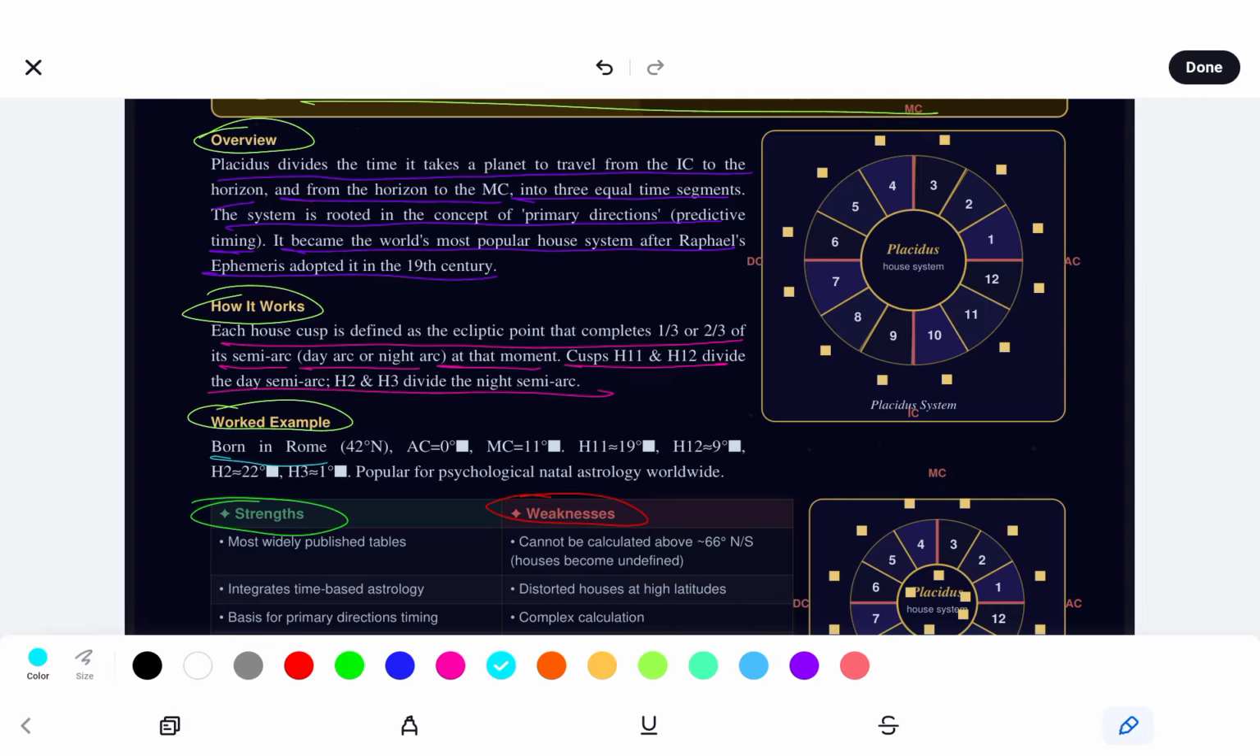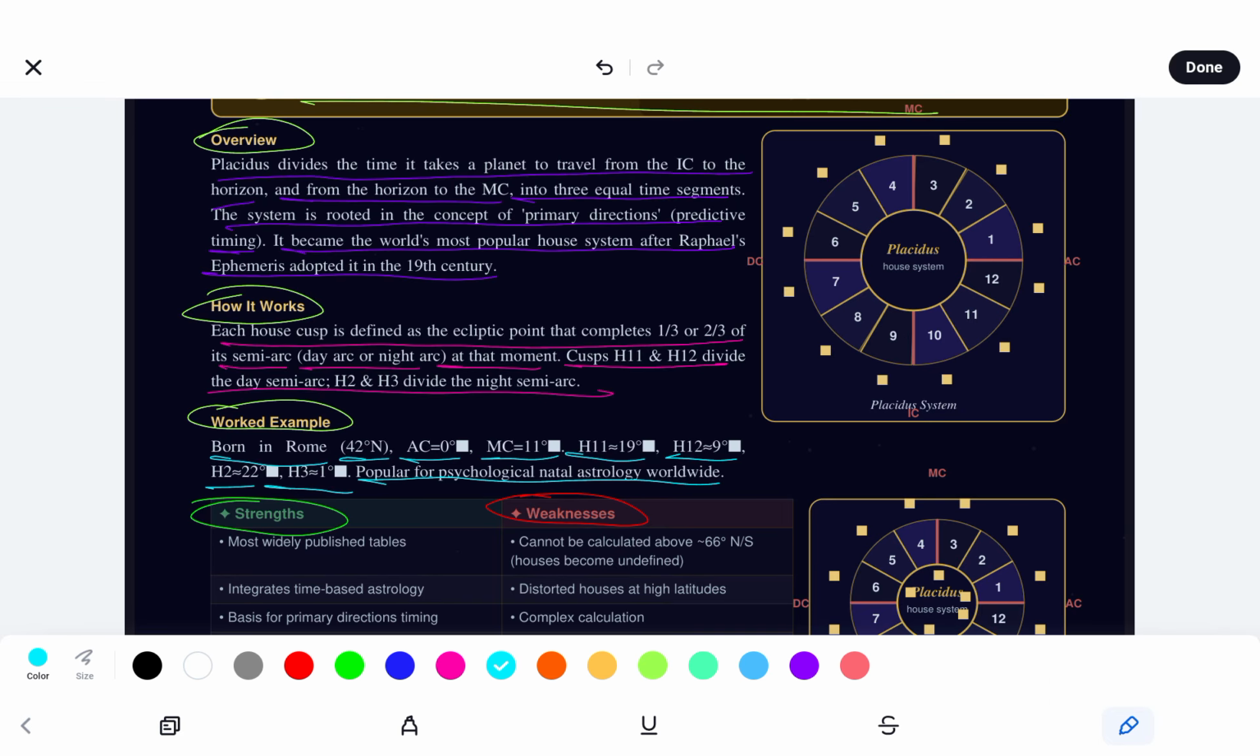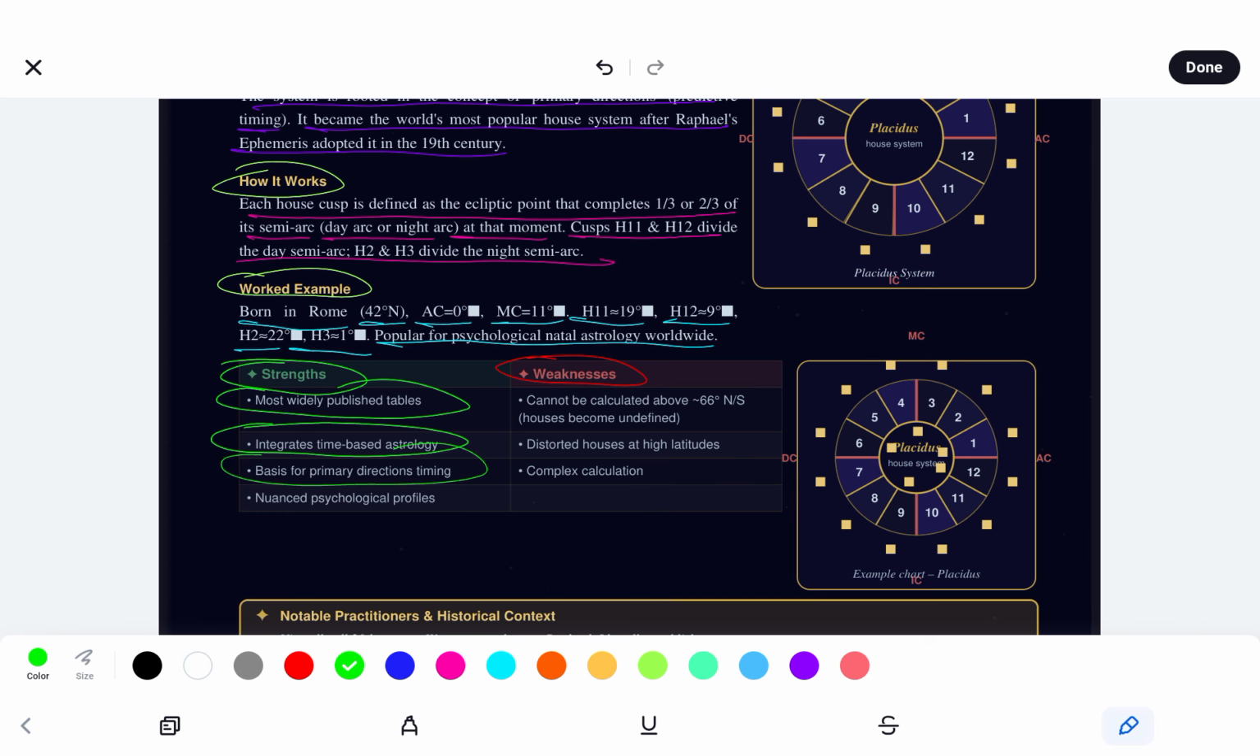Worked example here: born in Rome, 42 degrees north, the ascendant equals 0 degrees, midheaven equals 11 degrees, 11th house equals 19 degrees, 12th house equals 9 degrees, second house equals 22 degrees, third house equals 1 degree. Popular for psychological and natal astrology worldwide. Its most widely published tables integrate time-based astrology, a basis for primary directions timing, and nuanced psychological profiles.